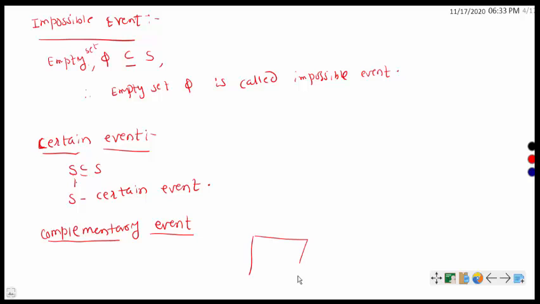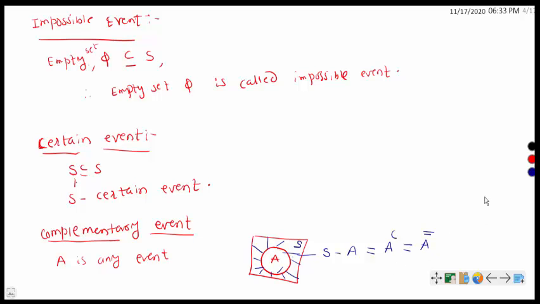Suppose A is any event. Any event means A is a subset of the sample space S. Suppose A is here and this is the sample space S. Then in this part A will happen, and this other part is called the complementary event of A. It is just S minus A, denoted by A complement or A bar. A bar means A does not happen.